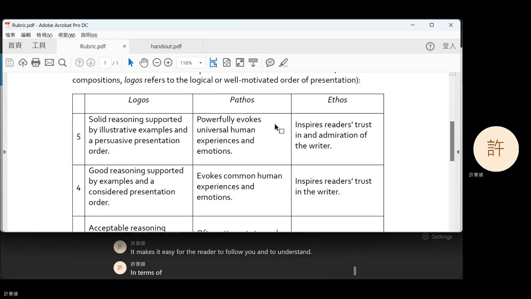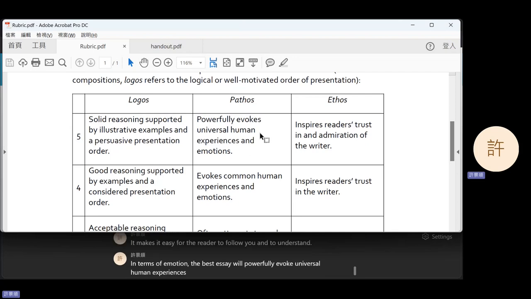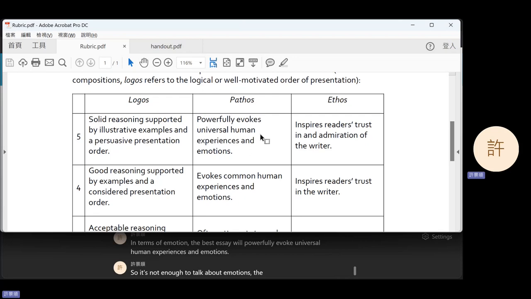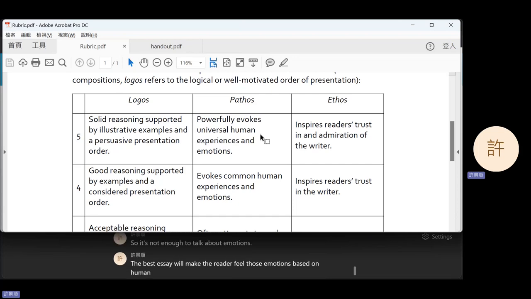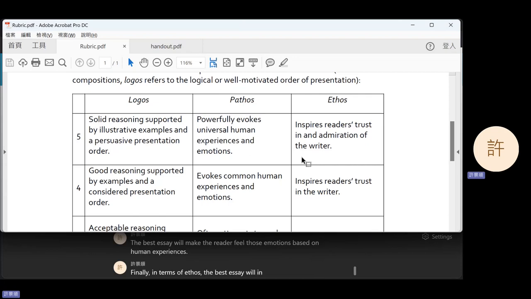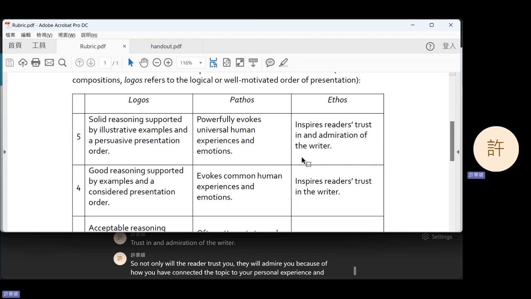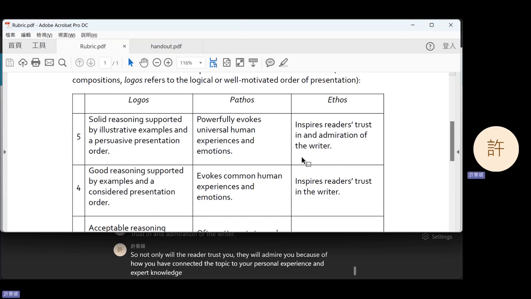In terms of emotion, the best essay will powerfully evoke universal human experiences and emotions. So it's not enough to talk about emotions. The best essay will make the reader feel those emotions based on human experiences. Finally, in terms of ethos, the best essay will inspire readers' trust in and admiration of the writer. So not only will the reader trust you, they will admire you because of how you have connected the topic to your personal experience and expert knowledge. So this is the best kind of essay.